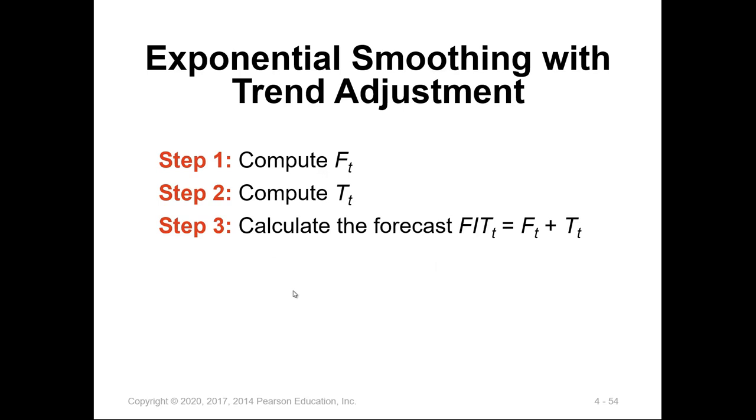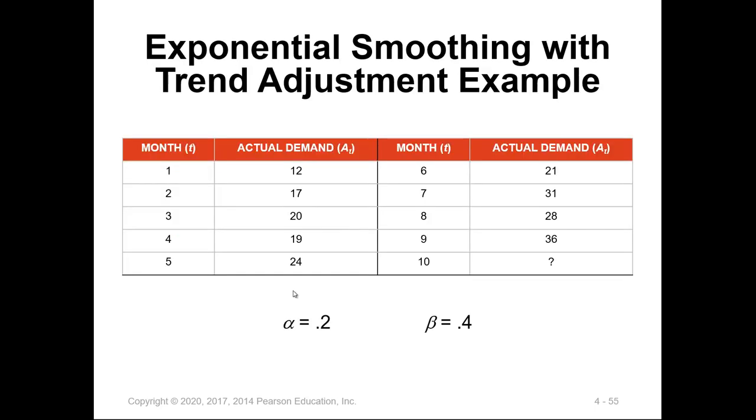To compute a trend adjusted forecast, we need to follow these steps. First, we need to compute F of t. Then we need to compute T of t. And the third step is to calculate the forecast including trend, FIT of t, which is equal to F of t plus T of t.